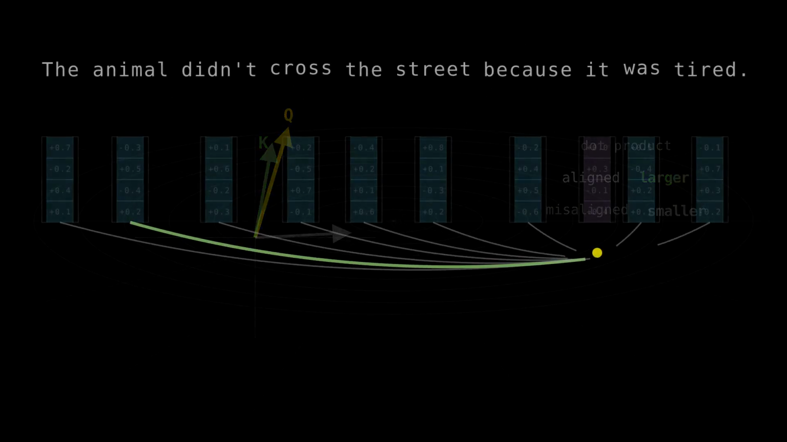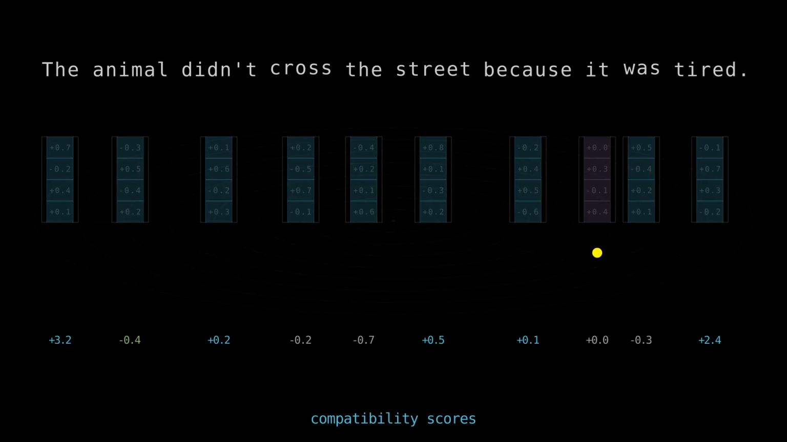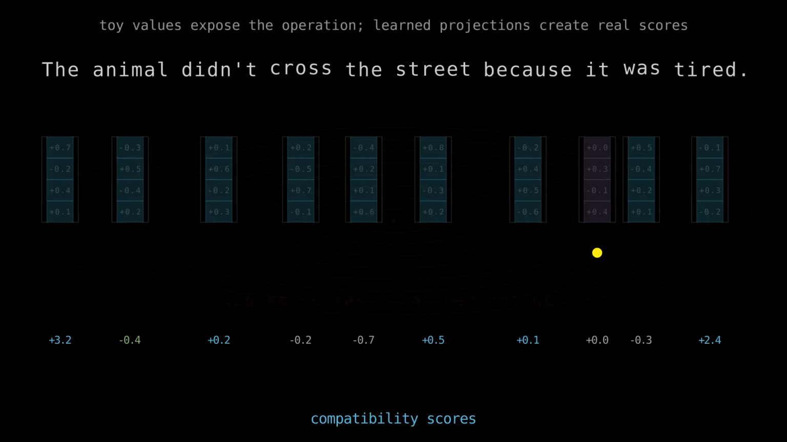So the query from it is compared with the key at every allowed position. Our toy head produces one score for animal, one for didn't, one for cross, one for street, one for tired, and one for every other visible token. These are compatibility scores. They are not percentages yet. They can be positive, negative, or close together, and the numbers on screen are toy values chosen to expose the operation. A real model learns its own projections and scores.